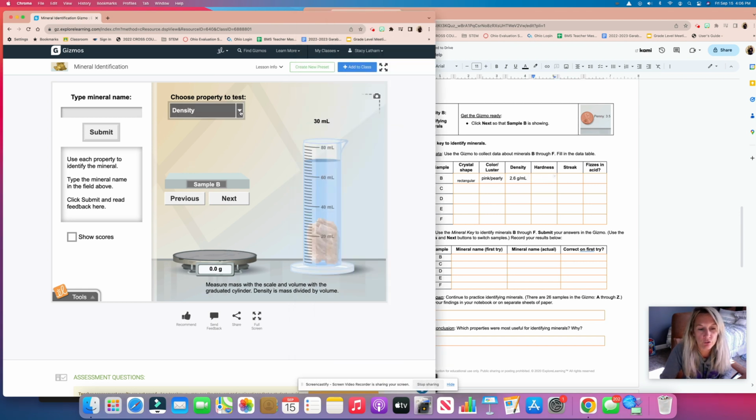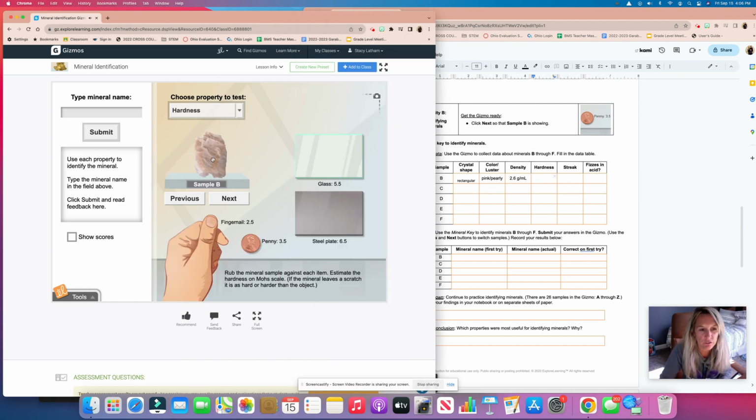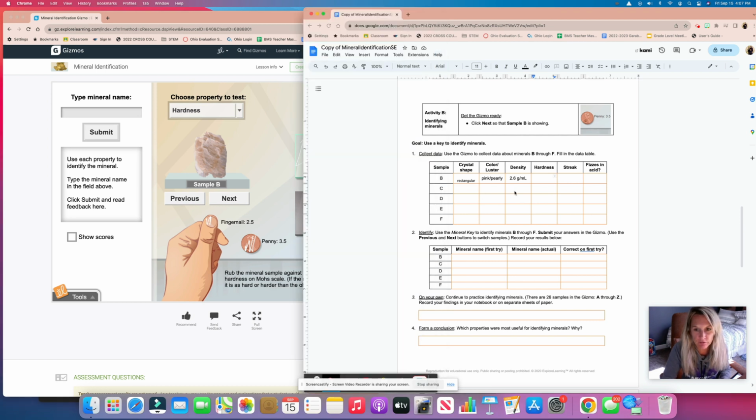Hardness. All right, we're going to go over here, select hardness. First, we're going to see if it can scratch a fingernail. Yep. So it's got to be harder than the fingernail. Can it scratch a penny? Yep. It's got to be harder than the penny. Can it scratch a piece of glass? Yep. It's got to be harder than a glass. So that's a 5.5. Can it scratch the steel plate? Nope, no scratching. So it's got to be between a 5.5 and a 6.5.